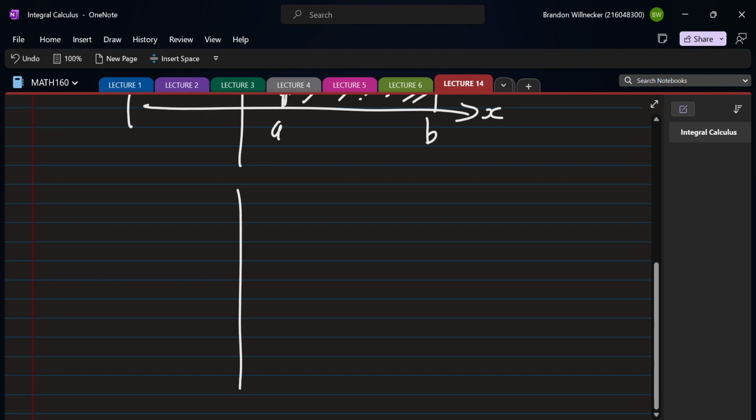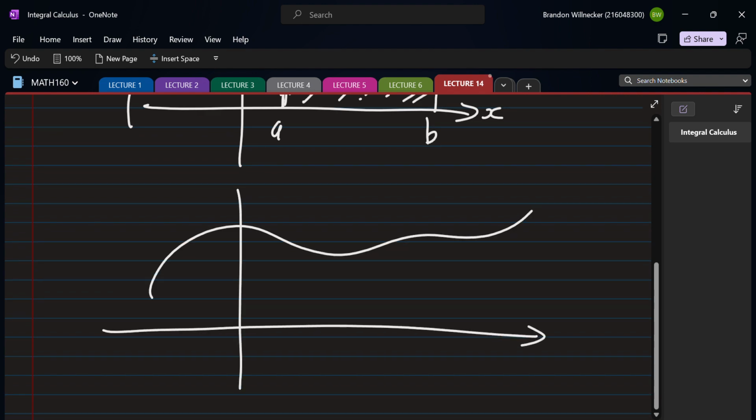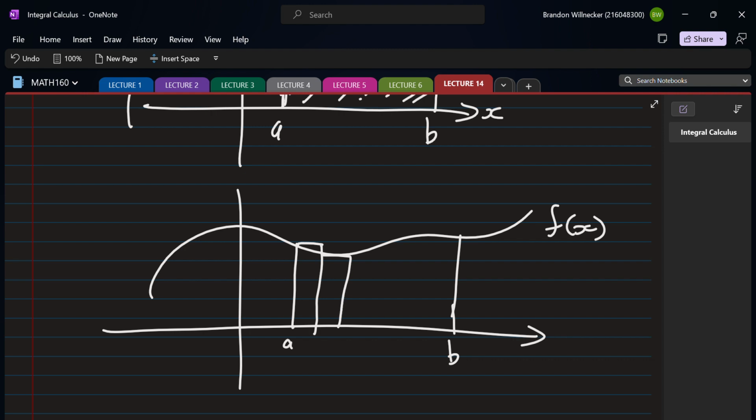Okay, so I'm going to redraw the picture. We've got our curve like this, our starting point a, our ending point b. Again, this is f of x. We take this interval from a to b, and we cut it up into pieces. Then we form rectangles where the width is just a little segment of the interval, and the height of the rectangle is given by the function value. So here we get one rectangle, we get another one, and we end up with something like this.